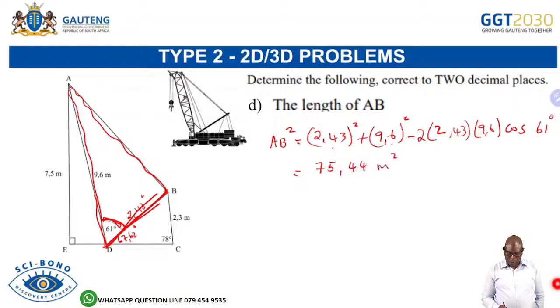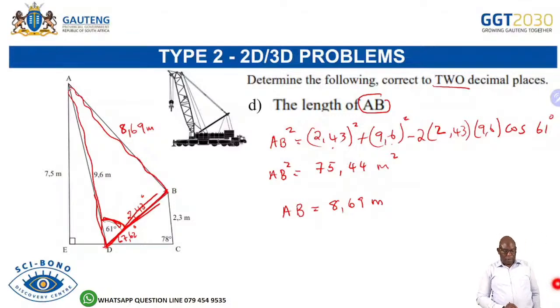This is meters squared. Remember it's AB squared, but the answer is looking for AB. So your AB will be equal to 8.69. Then it must be in meters, so 8.69 meters. And they say correct to 2 decimal places. Very important that you do that. And then I think it makes sense, because if that is 9.6, this should be shorter, at 8.69. Okay, right. So now this is the whole trigonometry that we have done.